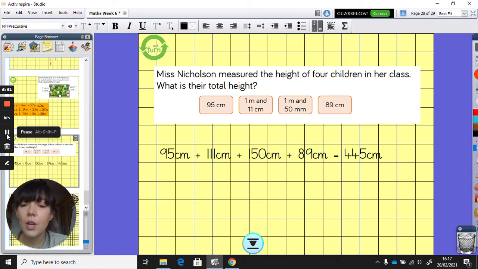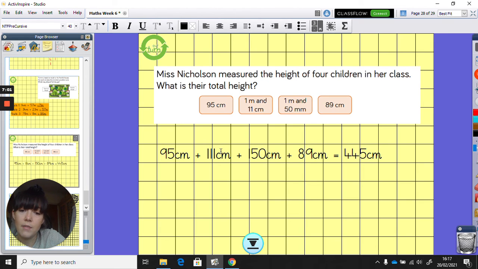Okay? So, the first thing I've done is I've converted all of the measurements into centimetres so that I can add them up. So I have converted this one into 111 centimetres and this one into 150 centimetres. I've then popped them all into a column, making sure I line up my ones, tens and hundreds, because obviously some of these have hundreds and some of these don't have hundreds, okay? And then I've added them all up and I have got 445 centimetres.